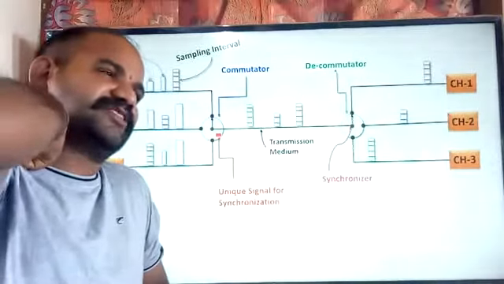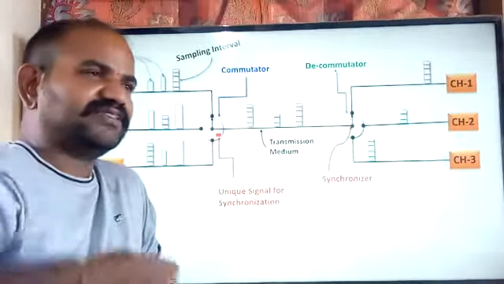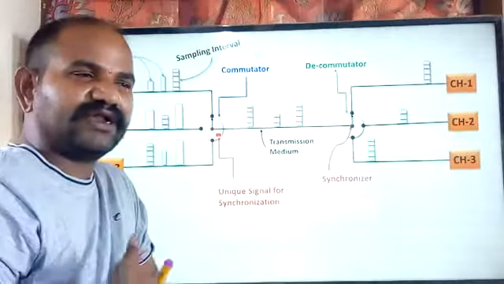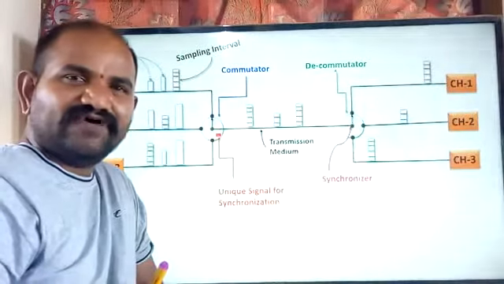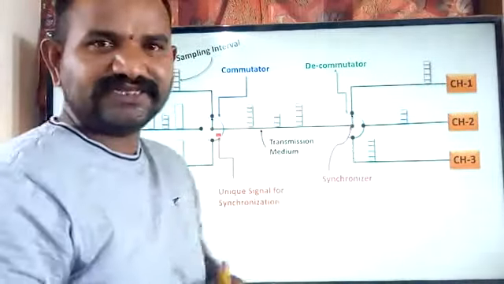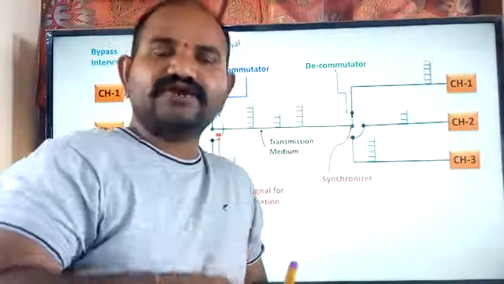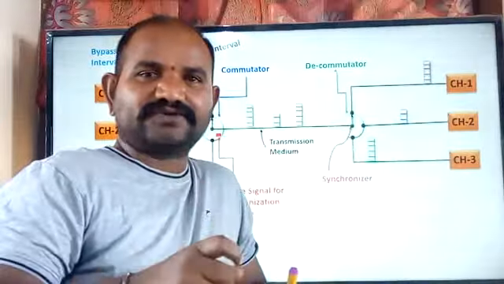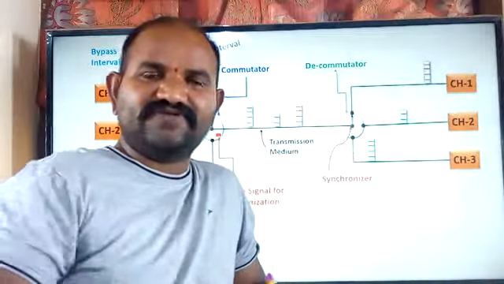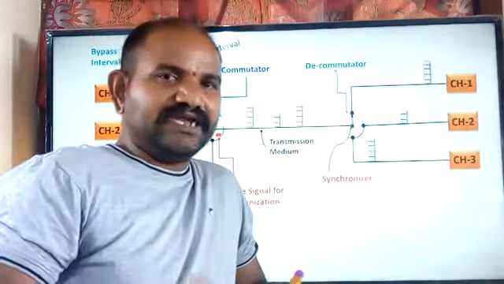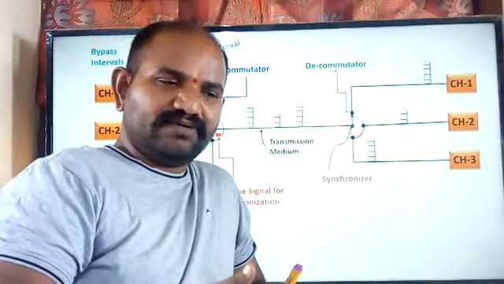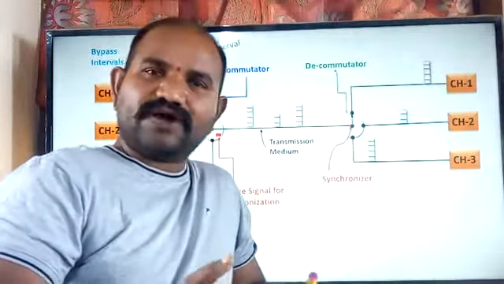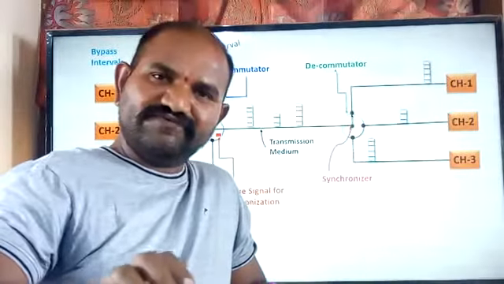Time division multiplexing means, see, if we are not using the time division multiplexer, the frequency band which we are supposed to allocate for sending the multiple channels is going to be more. For each channel, we are supposed to have a separate frequency band. In order to avoid that separate frequency band allocation, what we are going to do is we are going to use only one frequency band.